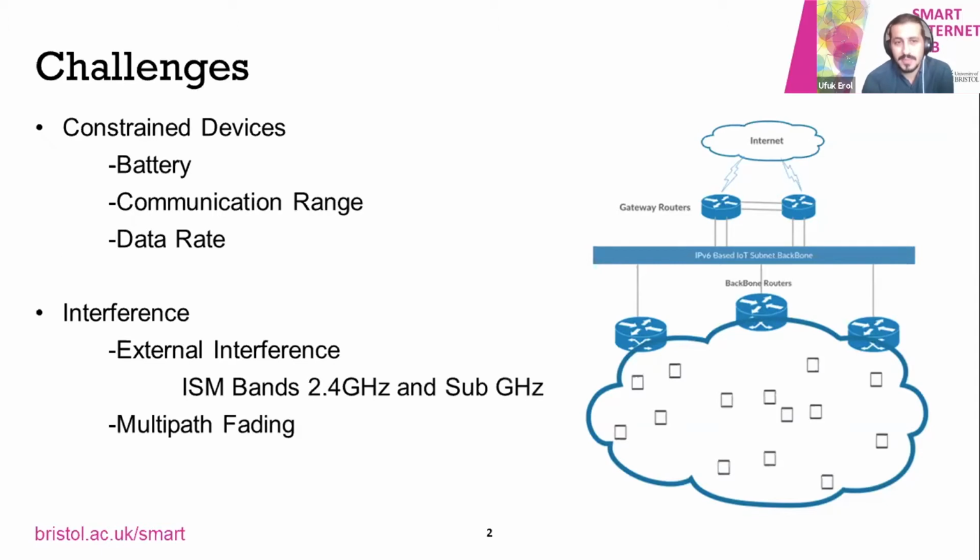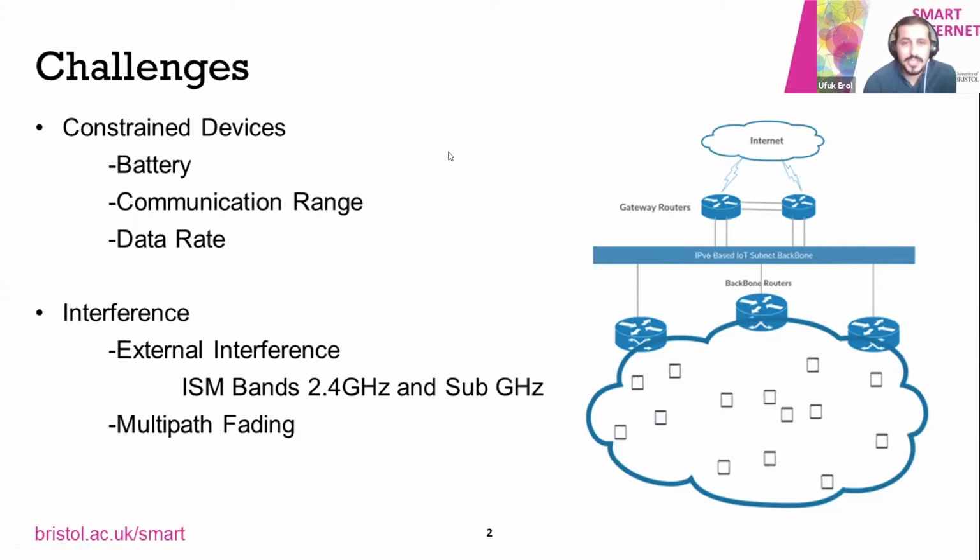Another problem is the communication range. Communication range depends on the technology and the frequencies used. For 2.4 gigahertz radios, the range changes between 50 meters and 200 meters, depending on the output power, and the data rate changes depending on the configuration.